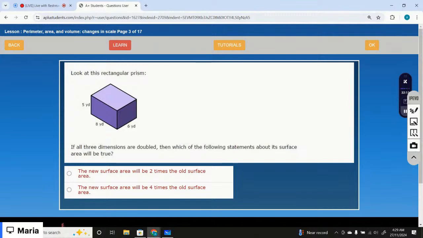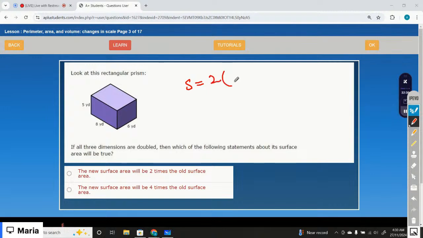Look at this rectangular prism. If all three dimensions are doubled, then which of the following statements about its surface area will be true? The surface area is the sum of all the faces, right? The surface area is 2 times (length width plus length height plus width height).